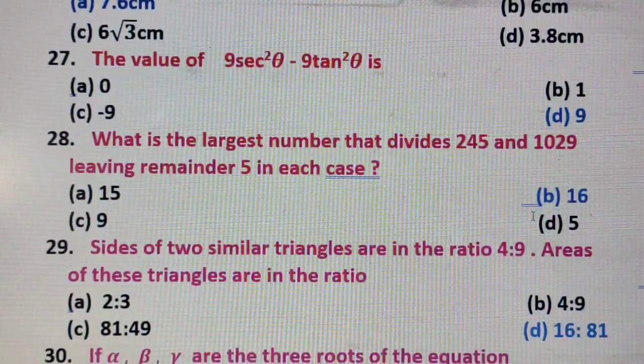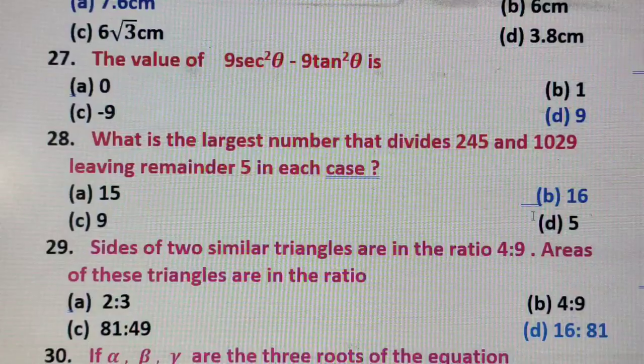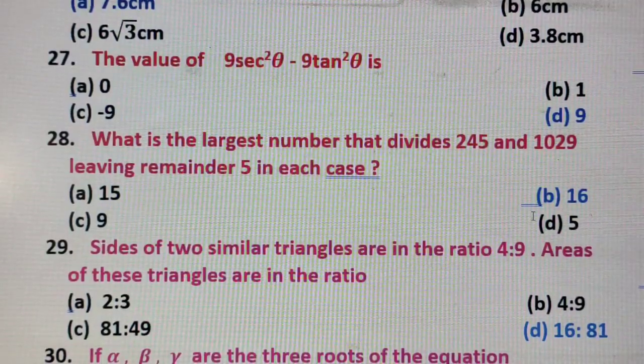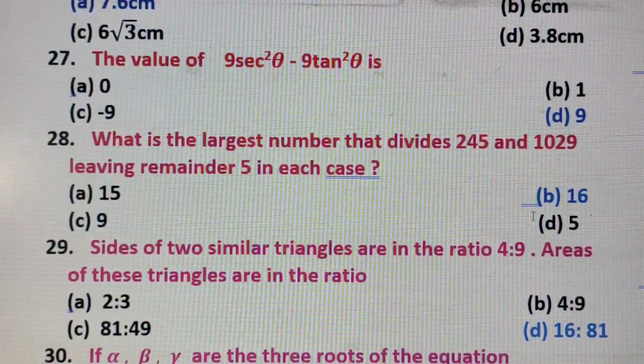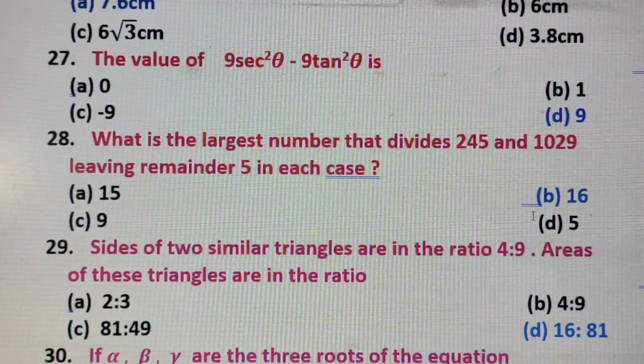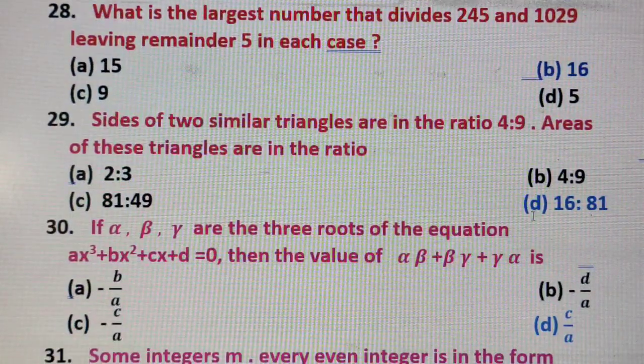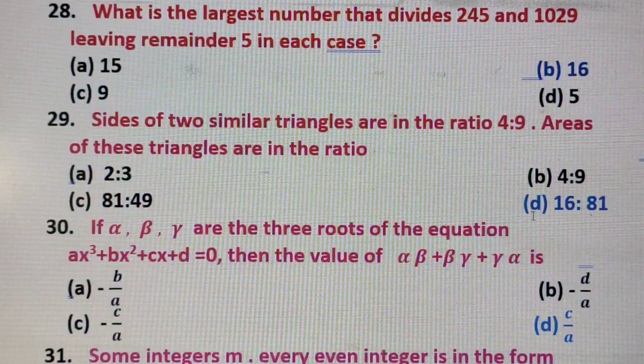The sides of two similar triangles are in the ratio 4:9. The areas of the triangles are in the ratio? We know that the ratio of the areas of two similar triangles is equal to the square of the ratio of their corresponding sides. Here 4 square is 16, 9 square is 81. Our answer is 16:81.